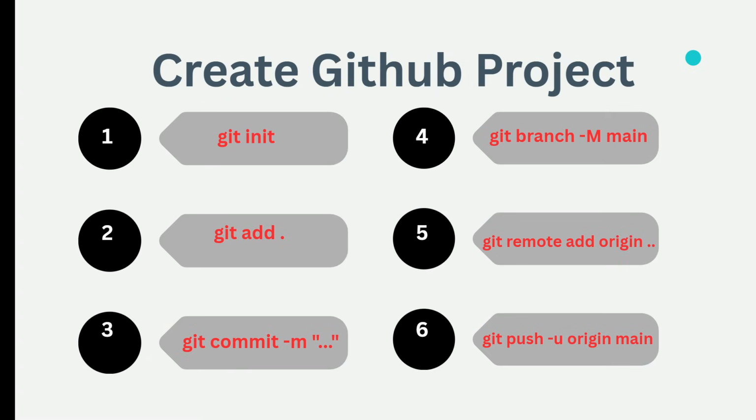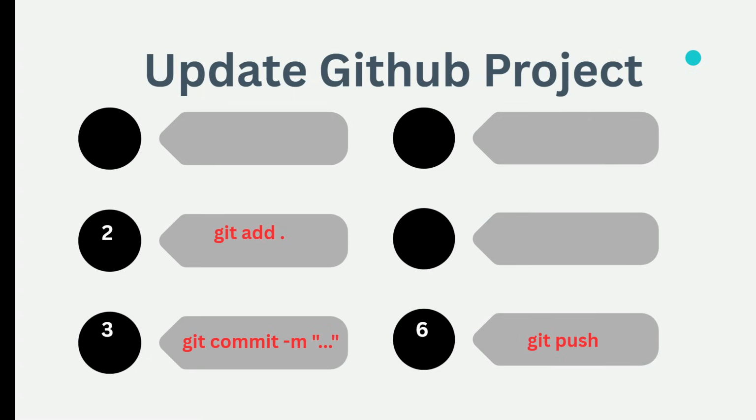And then you add a specific remote origin. I'll show you that. You connect it to your local project, and you finally push to that origin, specifying the branch, which is main. And for an update, you only need just these three commands, and then you are good to go.